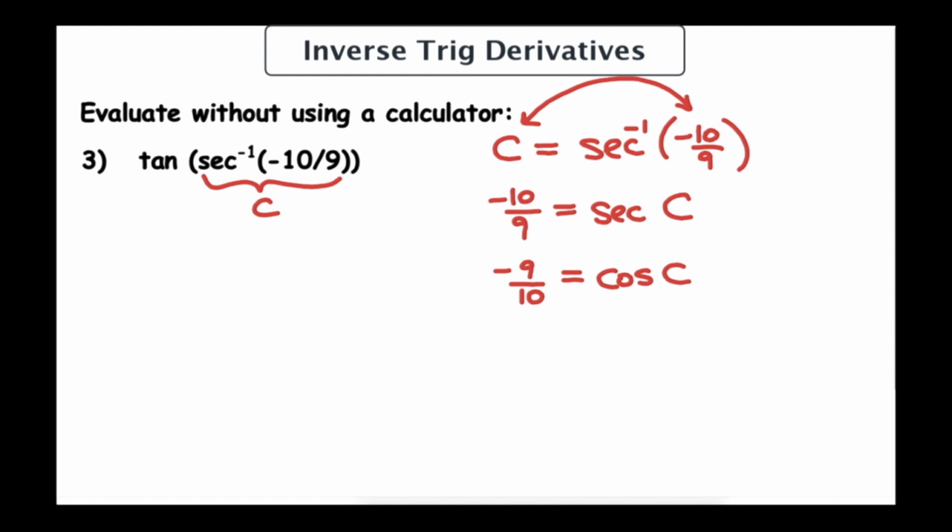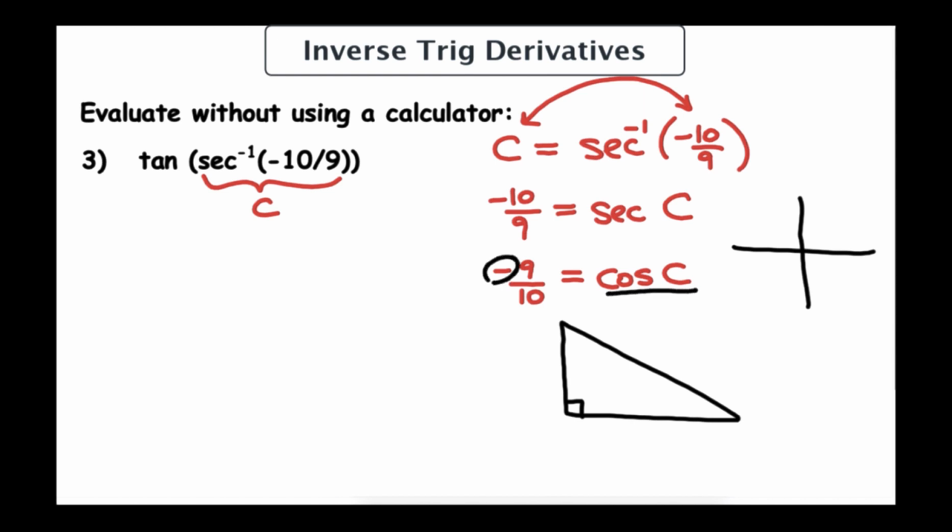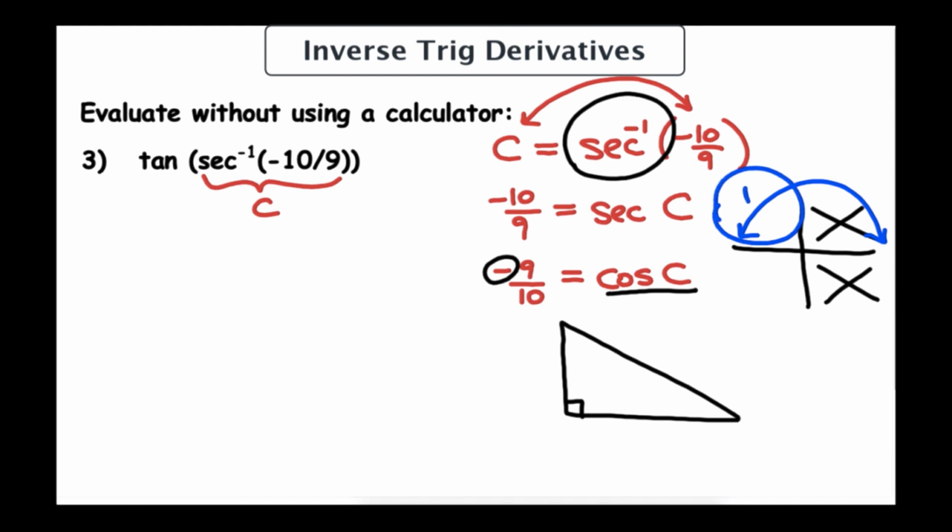All right, I need to do two things. I need to figure out what quadrant I'm in, and I need to make a right triangle and use some SOHCAHTOA. It doesn't really matter what order I do this in. Let's go for the quadrant this time. I see that cosine is negative, so I can't be in quadrant 1. I can't be in quadrant 4. I also see that I'm using an inverse secant, which is the reciprocal of inverse cosine. Normally, arc cos has to stay between 0 and 180, so I must be in quadrant 2.